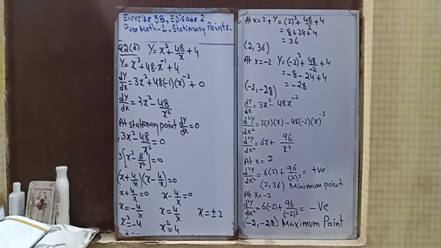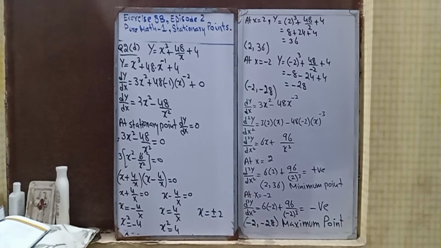Then we found the second derivative, and in the second derivative we put the first point, 2 comma 36. In the x we put 2, and we found that its answer is positive. So that means that 2 comma 36 is a minimum point. Then we put x equals minus 2 in the second derivative's expression. The answer is negative, so negative means that this point is a maximum point. So minus 2 comma minus 28 is a maximum point. So this is how we do question number 2, D part, exercise 8B, episode 2.